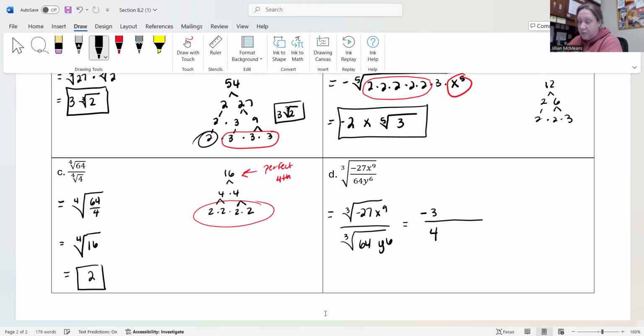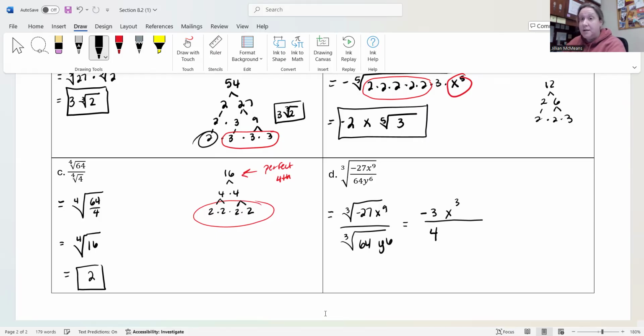Now let's talk variables. When you're dealing with a variable, it is a perfect cube if the exponent is divisible by 3. 9 is divisible by 3, so is 6. So x to the 9th and y to the 6th are both perfect cubes. The way you simplify it is you take the exponent and divide it by 3. So we've got x to the 9th. We want to keep the x and then divide 9 by 3, which gives us 3.